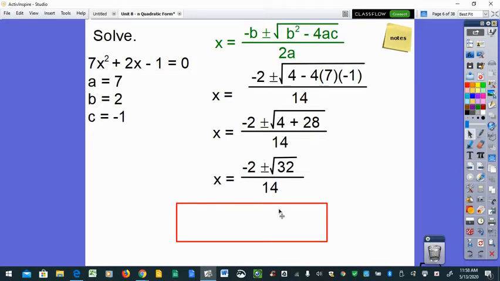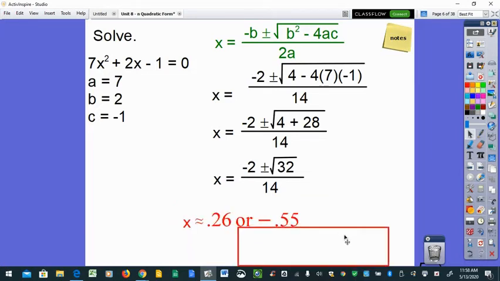Now notice that the square root of 32 is not a perfect square. So you could literally pick up your calculator right now and put negative 2 plus the square root of 32, and you must hit enter and then divide it by 14. If you don't hit enter, the order of operations is going to be wrong. So right now, pick up your calculator and take negative 2 plus the square root of 32, make sure you hit enter and then divide it by 14, and you will see the 0.26.